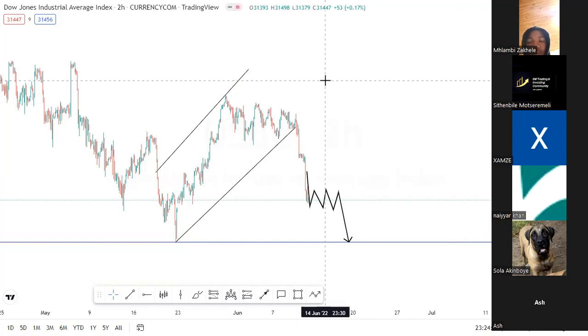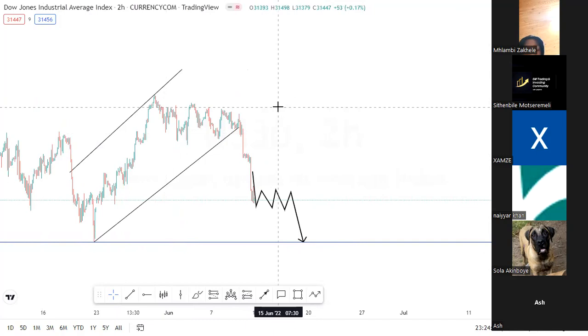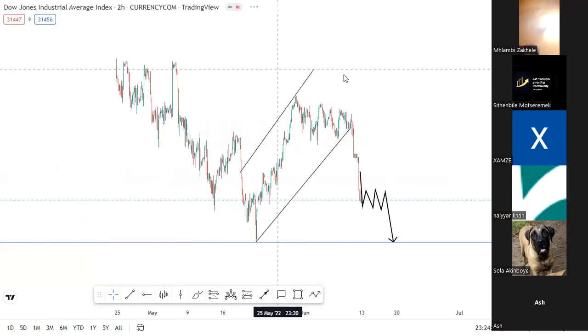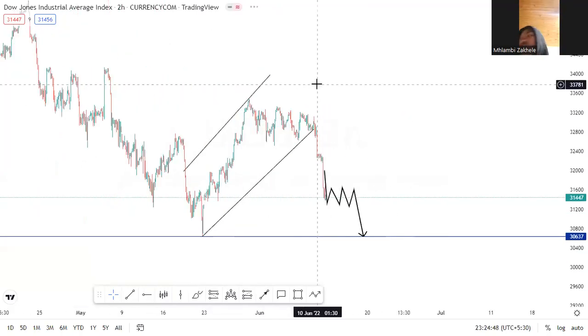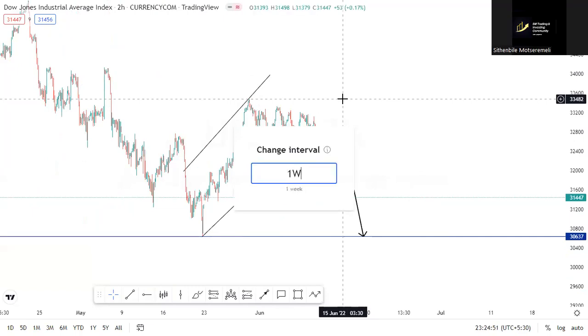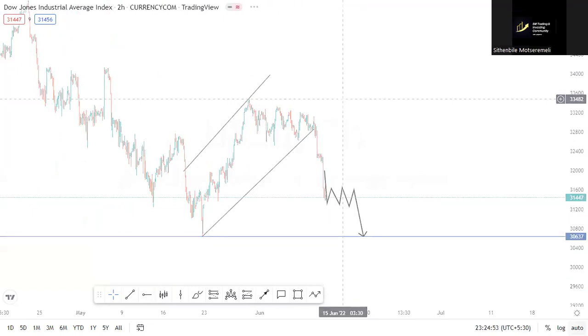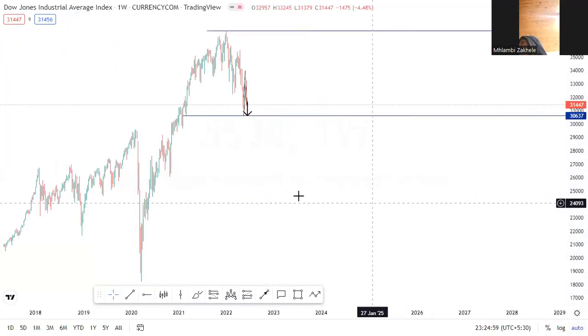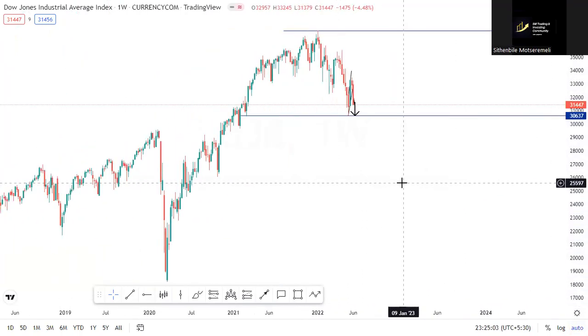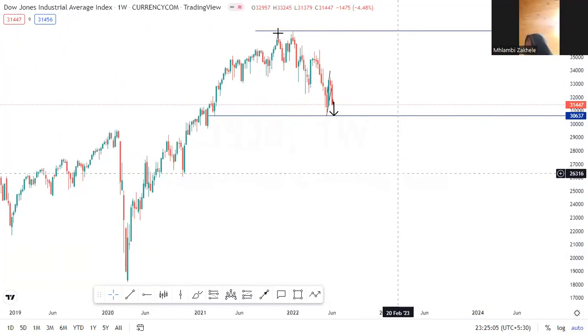Yes, sir. So this is how I see it. I'm gonna wait for a correction, then after the correction, I'm gonna continue with the downside. This is just how I see it. But for me, I feel like it's still going down. It's gonna drop. You have to check out the S&P 500, because it's the core of the indices.